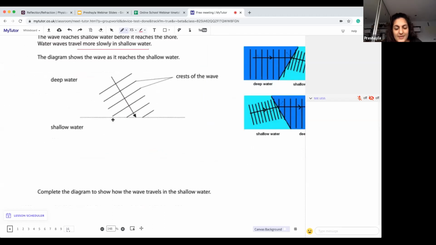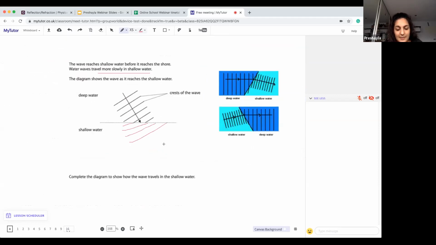And you would fill in this diagram by just showing that these start to refract and get closer together. Okay, and that's it.